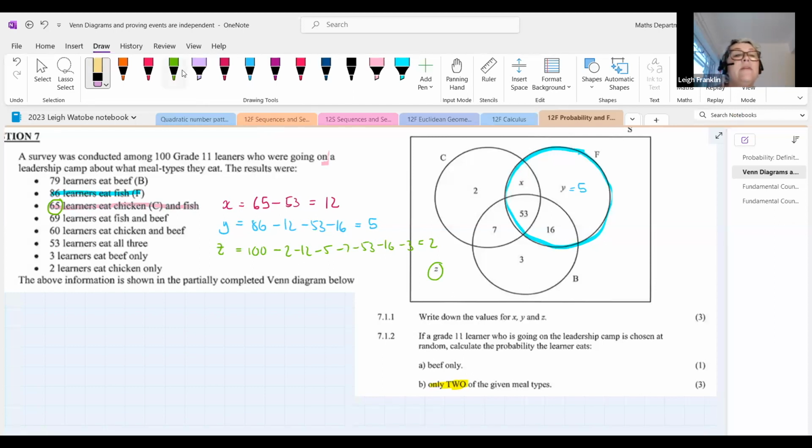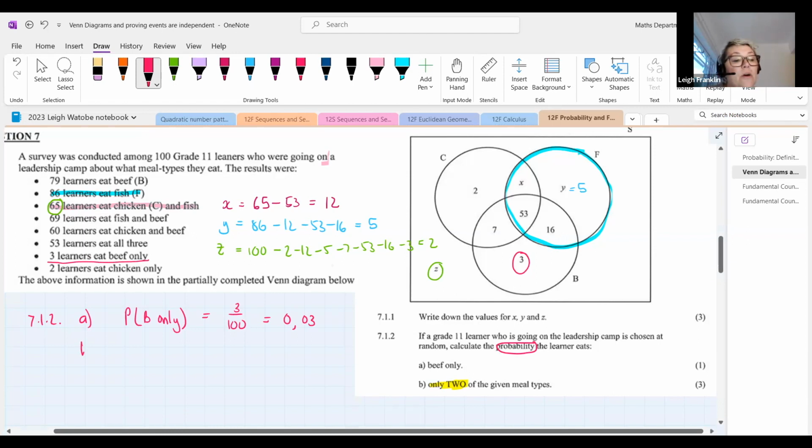All right, so now let's go on and just quickly mark the second part. So 7.1.2 now. So now they ask us to calculate probability. So beef only. So probability that they eat beef only. So we can see that there are 3 that eat beef only. They also tell us that over here. So that's why you were saying 3 out of 100, or you could write that as 0,03, which is also fine. And then the last part. Okay, so only 2.